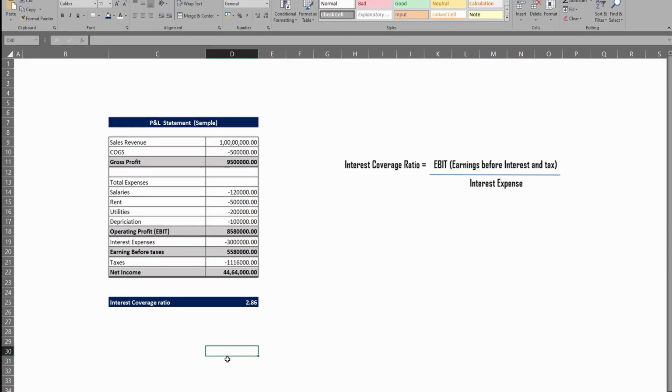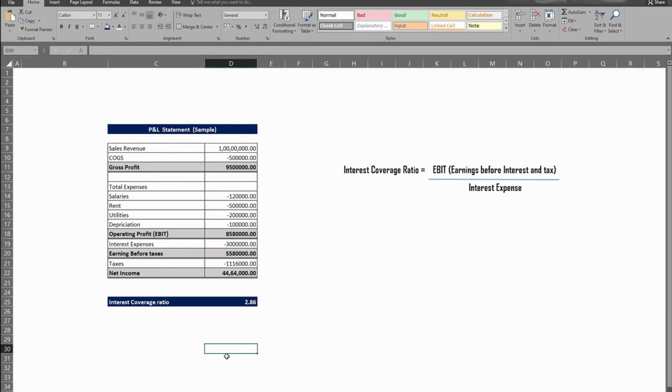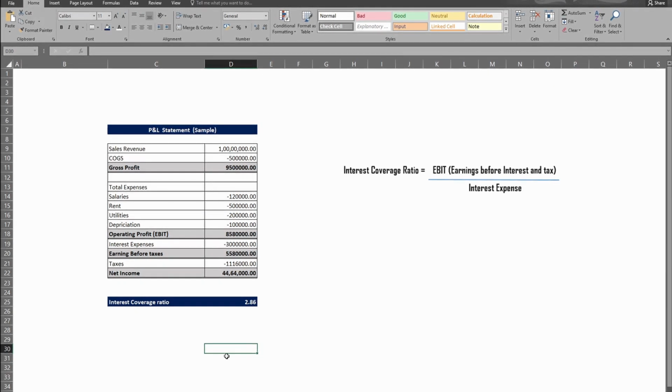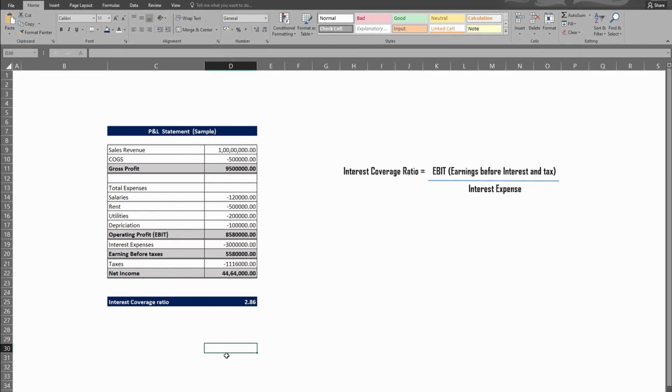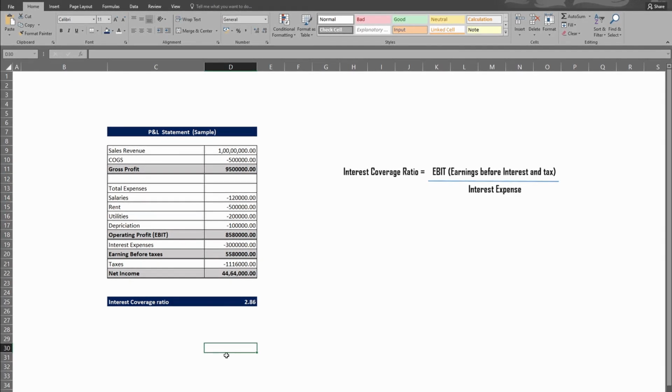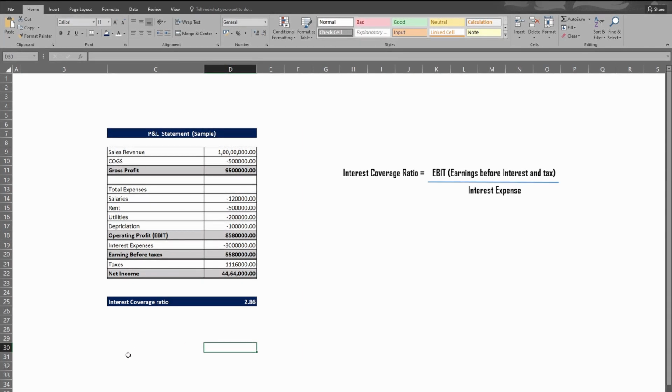The higher the interest coverage ratio, the more capable the company is of paying its debt. Higher is better. The average interest coverage ratio lies between 1.5 and 2.5. Anything greater than 2.5 is considered a better coverage ratio, and less than 1.5 is considered an alarming interest coverage ratio. This is how we calculate the interest coverage ratio.